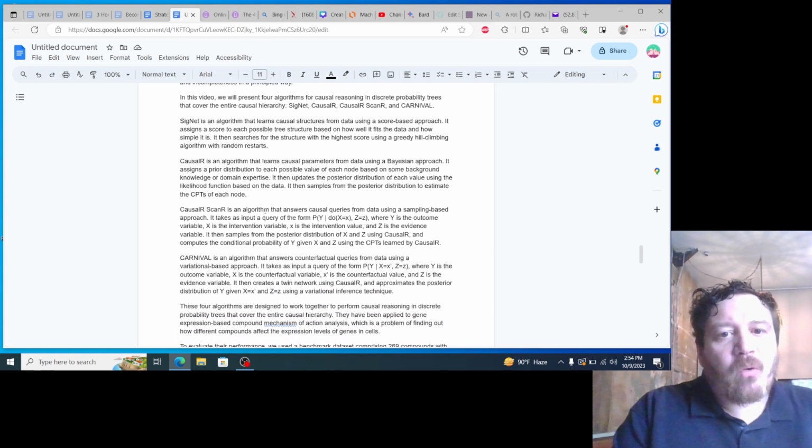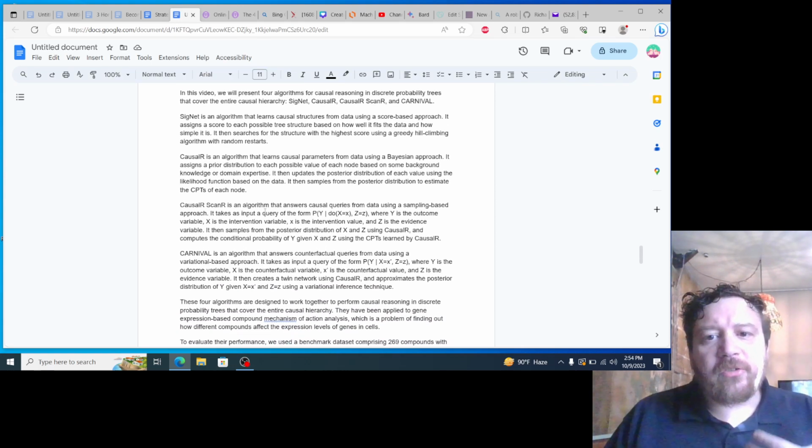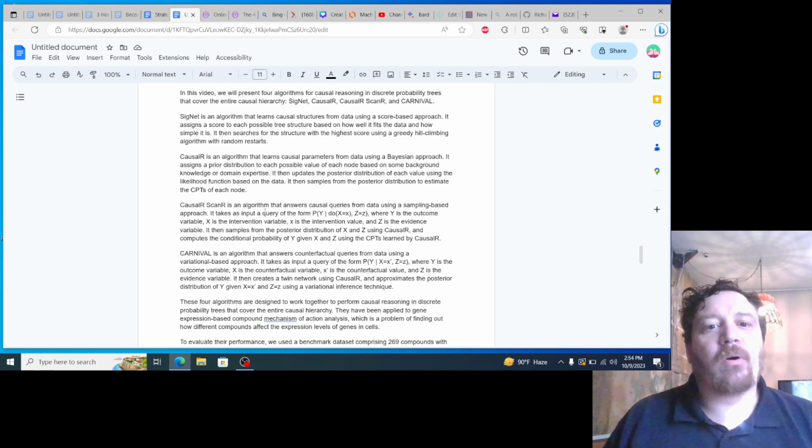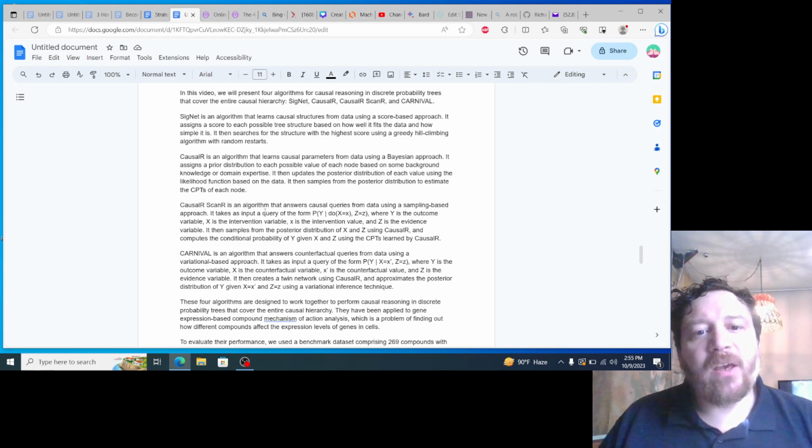SIGNet is an algorithm that learns causal structures from data using a score-based approach. It assigns a score to each possible tree structure based on how well it fits the data and how simple it is. It then searches for the structure with the highest score using a greedy hill climbing algorithm with random restarts.